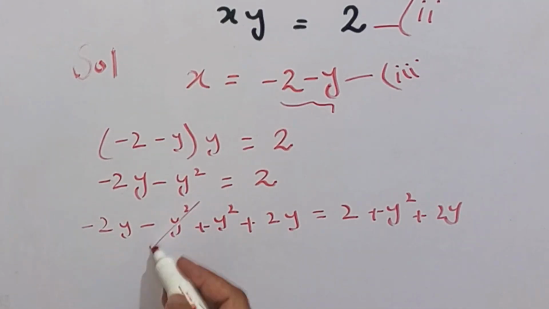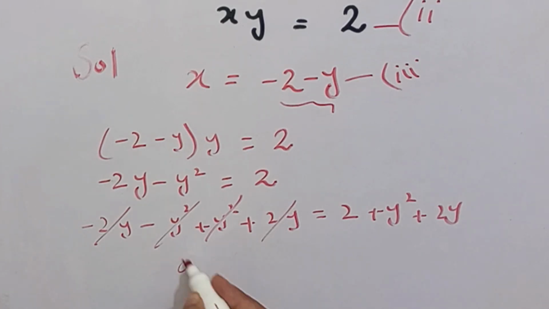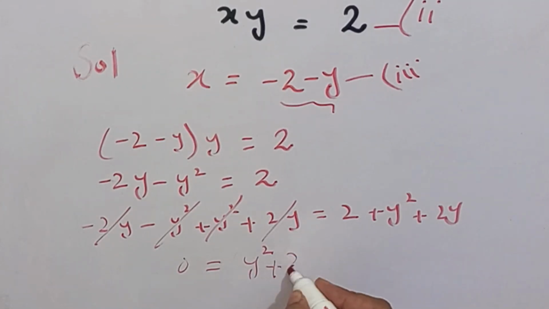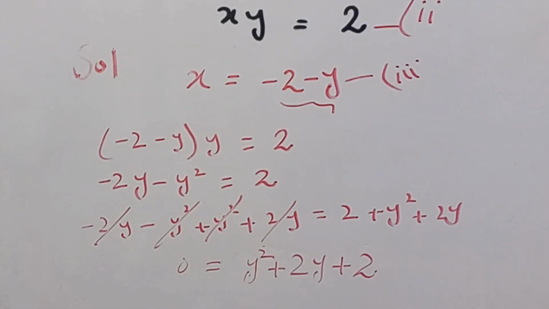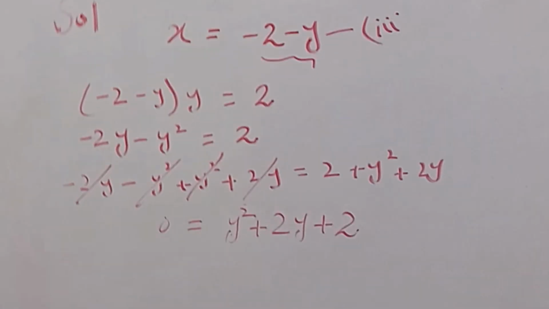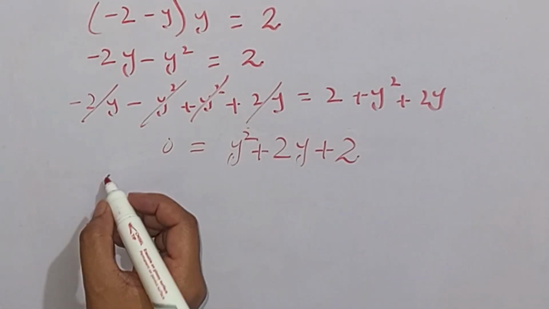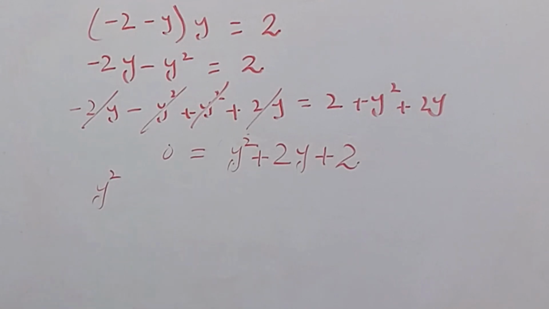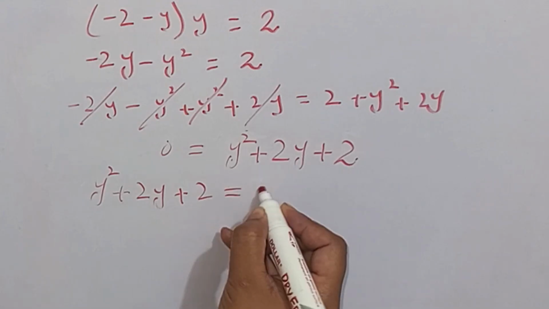This negative y square and positive y square cancel. This negative 2 times y and positive 2 times y cancel. So we just get 0 is equal to, we rearrange this equation, y square plus 2 times y plus 2. So this is a quadratic equation. So we get a quadratic equation, which is y square plus 2 times y plus 2, this is equal to 0.